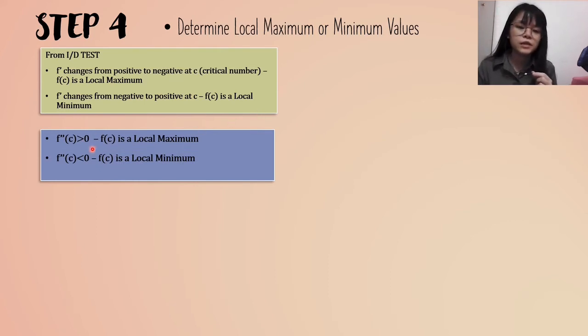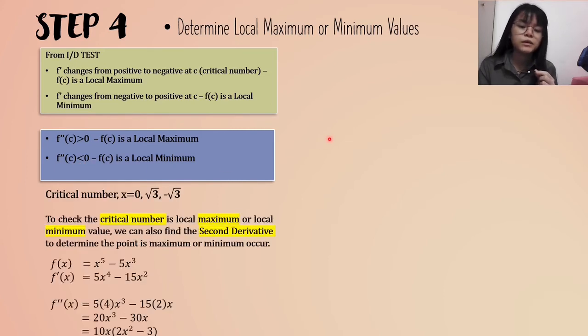We can use the second derivative. If the second derivative is less than 0, then f(c) is a local maximum. If it is greater than 0, then it is a local minimum. To check the critical numbers, we use the second derivative, which is equal to 20x cubed minus 30x.